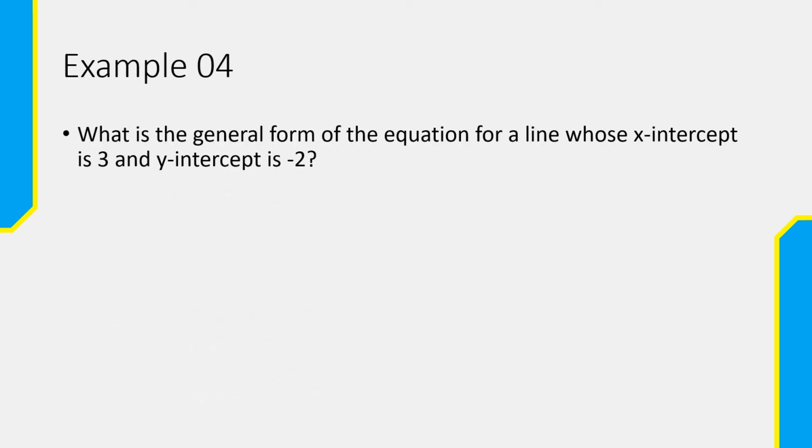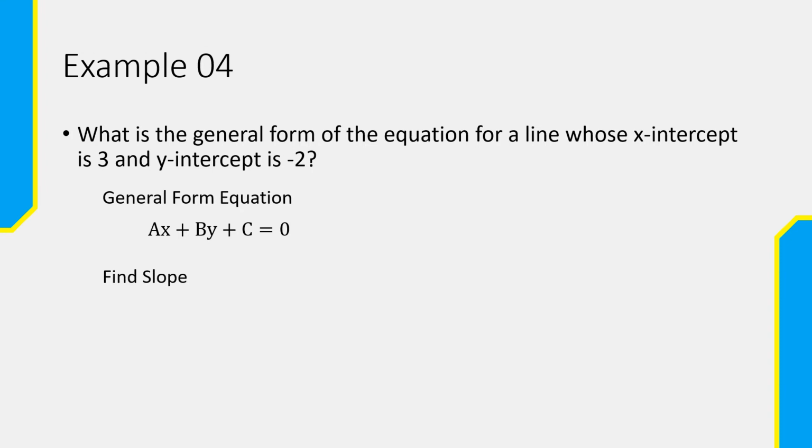For example 4, what is the general form of the equation for a line whose x-intercept is 3 and whose y-intercept is negative 2? Pause the video here to attempt to solve the problem on your own. For starters, let's write out the formula we are trying to achieve, which in this case is the general form equation ax plus by plus c equals 0.